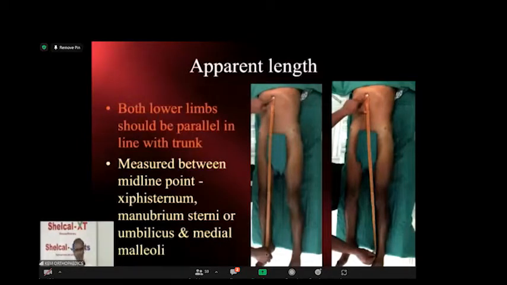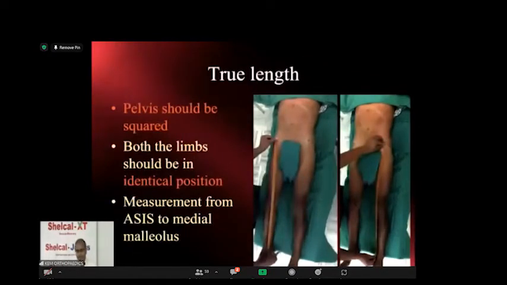Don't take the umbilicus because it is a variable landmark. Take a bony landmark in order to measure the apparent length. Whereas for true length, first the pelvis should be squared, and I have told you how to square the pelvis. First the pelvis should be squared. Both the limbs should be in identical position.